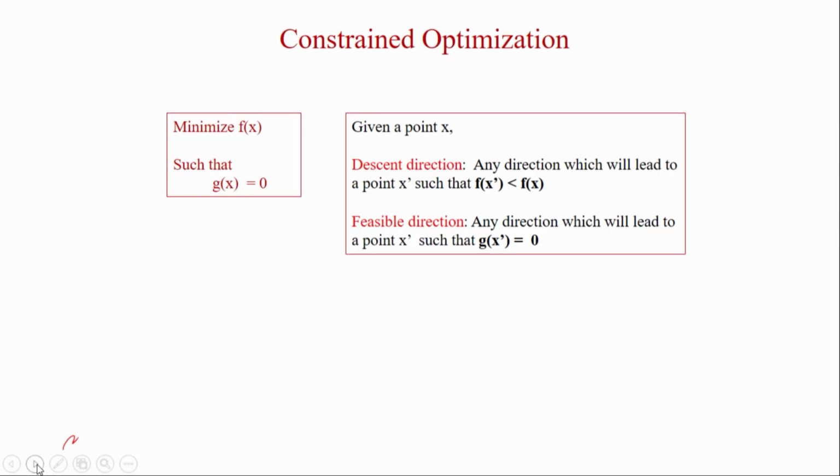The objective reduces in that direction. So your f of x prime, which is the new point that you will end up in, will have a lesser objective value than f of x that you started off with. Hence, it's a descent direction.